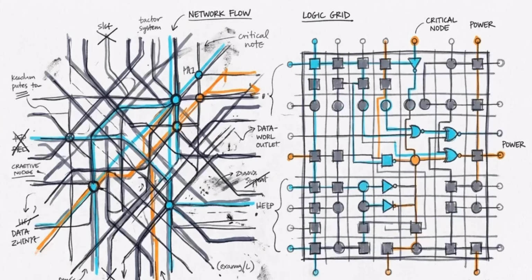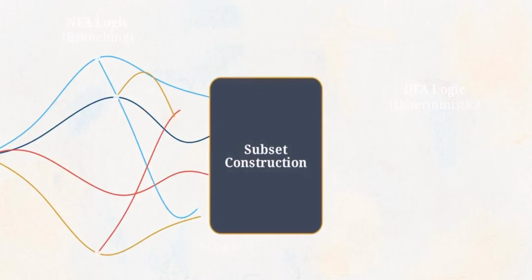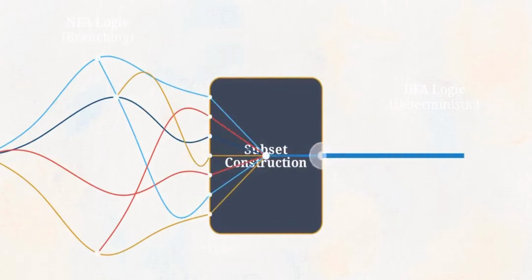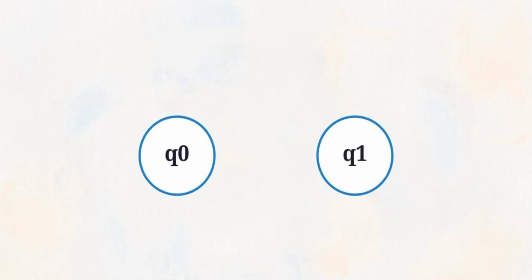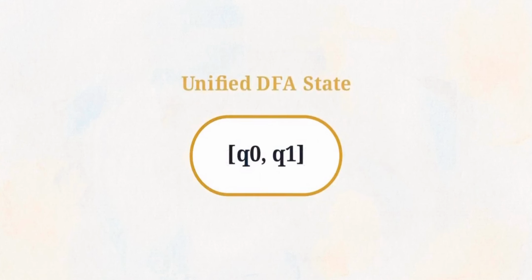To get from human-friendly design to machine-readable execution, we use an algorithm called the subset construction method. This method translates the branching logic of the NFA into a strictly deterministic format. This animation demonstrates the core rule of the algorithm. We take the potential combinations of multiple NFA states, like Q0 and Q1, and merge them into a single, unified state in our new deterministic finite automaton.